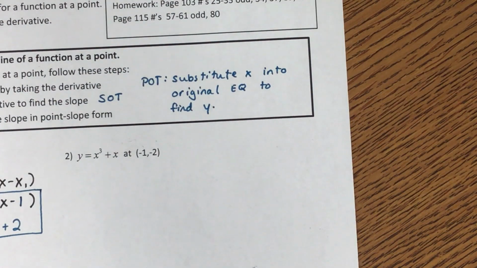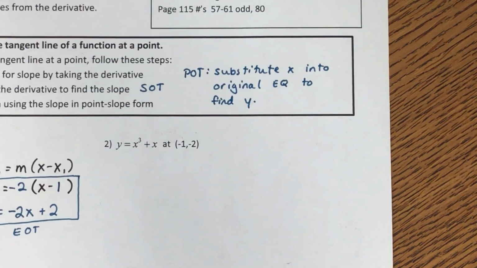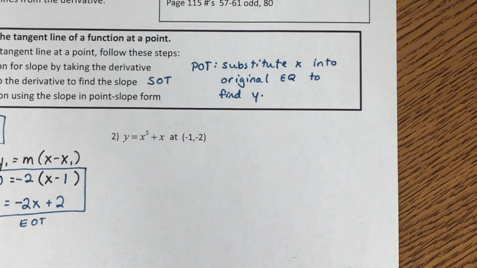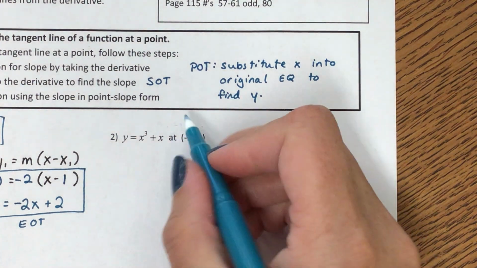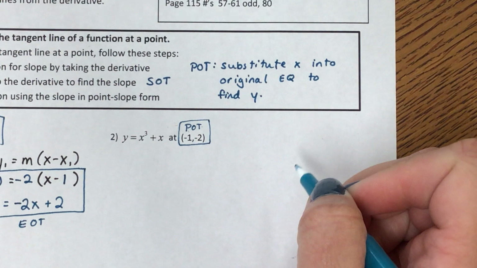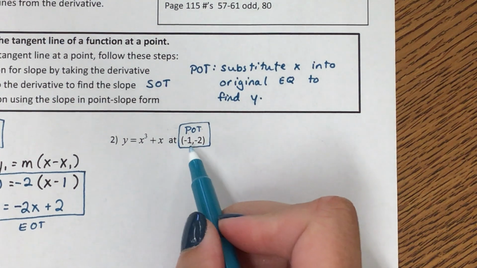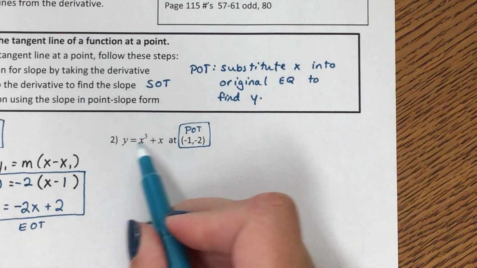Number 2. We are looking for the equation of the tangent line. So we need point of tangency and we need slope of tangent. We already have the point of tangency. Is given to us right there. Point of tangency means where your tangent line touches the actual graph. So this point is on this curve.